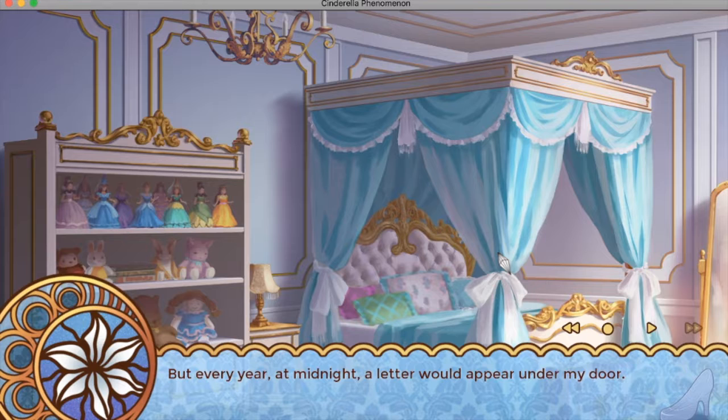You're saying your mom loved you so much, and yet she kept you inside the castle, and she didn't believe in celebrating your birthday.